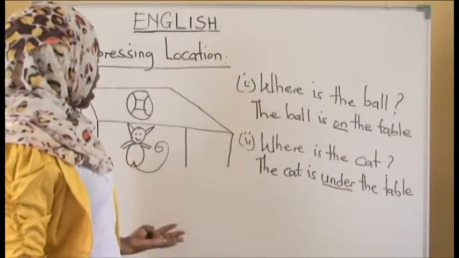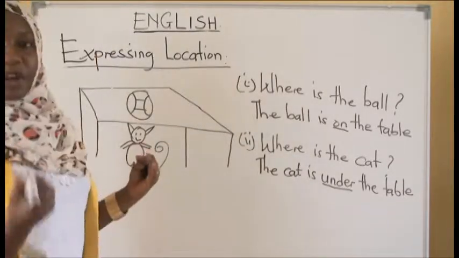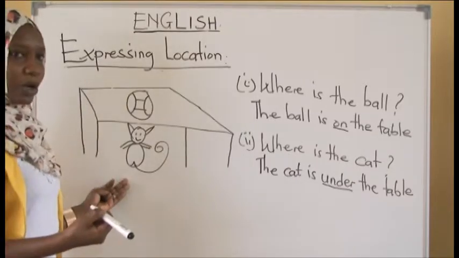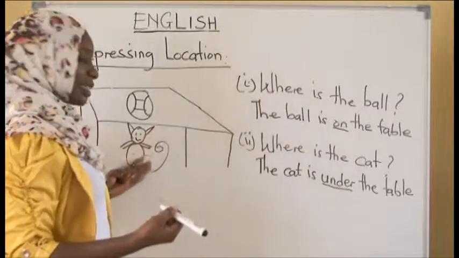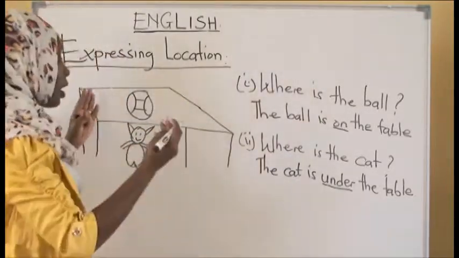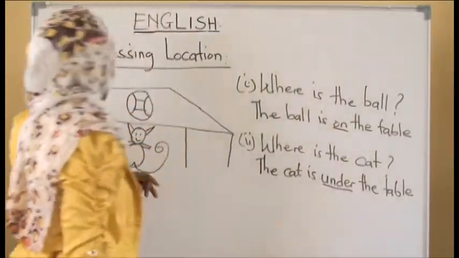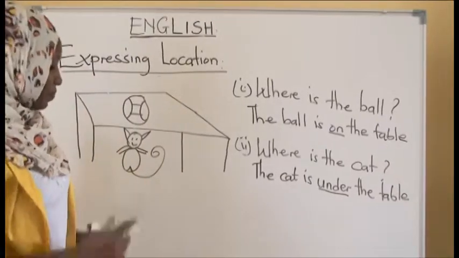If you are asked also, is the cat on the table? You will say no, the cat is not on the table, the cat is under the table. But here, if someone asks you again, is the ball under the table? You will say no, the ball is not under the table, but the ball is on the table. So on and under are also prepositions used to show location.